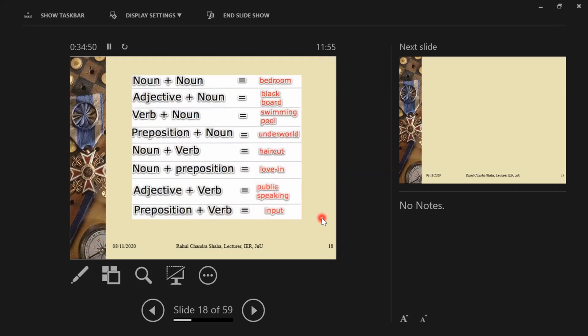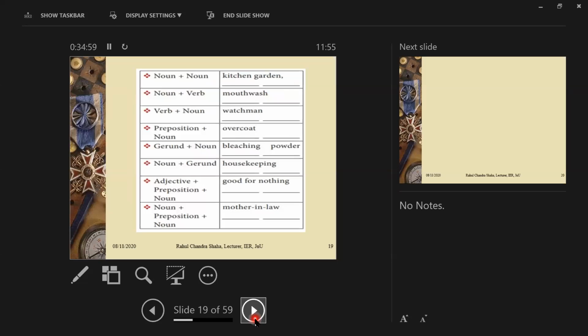Yes, yes, sir. Okay, so what's next? There is also another example for you, from different collocations and different compound nouns. So please have a bird's eye view on this slide. We are looking at the slide: kitchen garden, mouthwash.